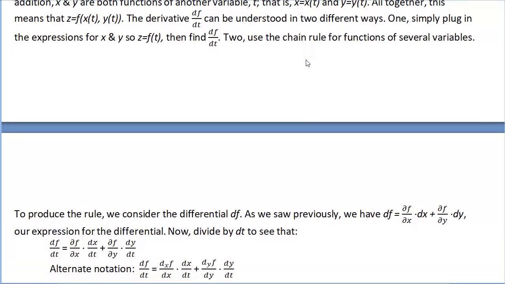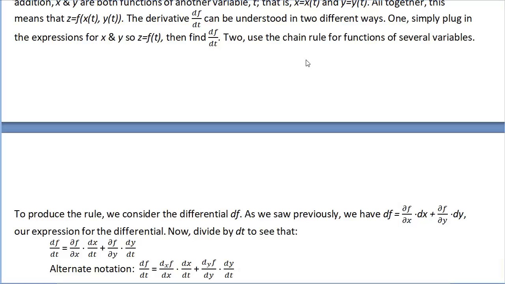And remember that this can also be written in our alternate notation for partial derivatives: df/dt equals d sub x of f times dx/dt plus d sub y of f times dy/dt.